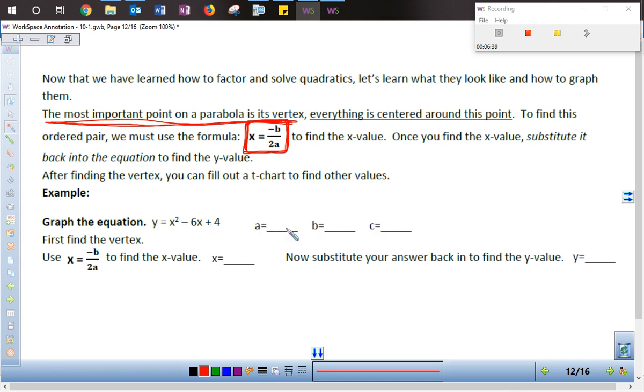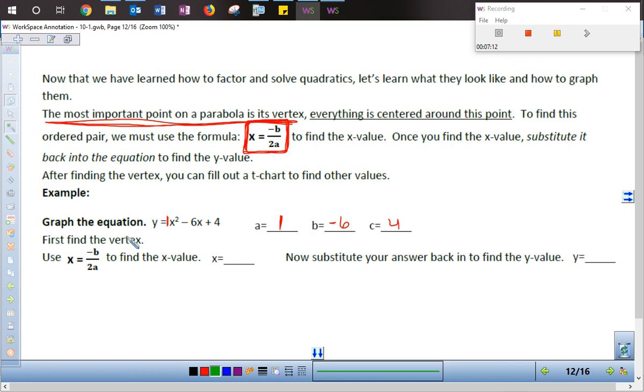The first thing they want me to do is identify my A value, my B value, and my C value. My A value is the number in front of x squared, so that's going to be 1. My B value is the number in front of x to the first, so that's going to be negative 6. And my C value is the number in front of no variable, so that's just going to be 4.